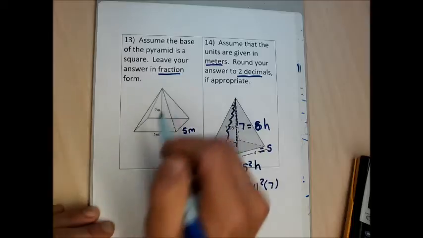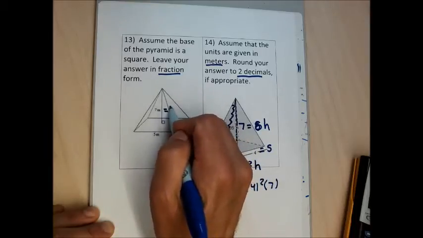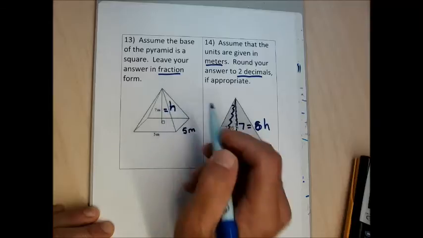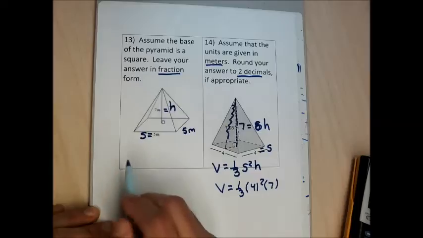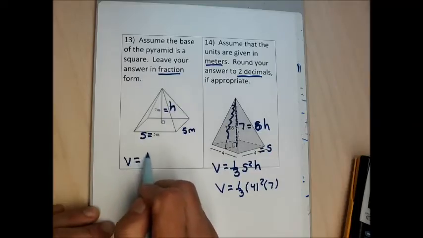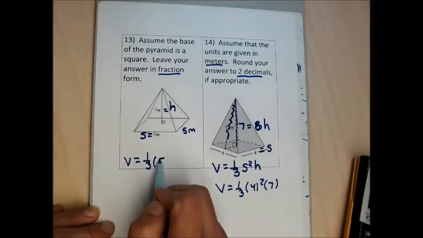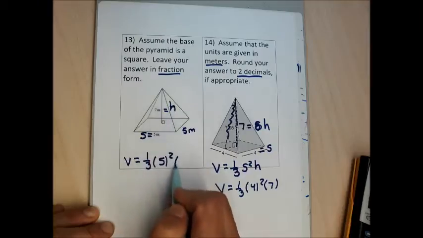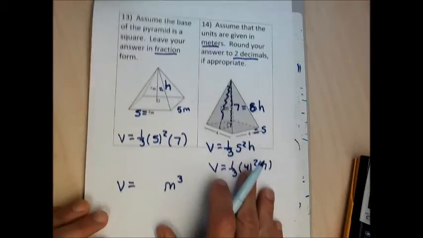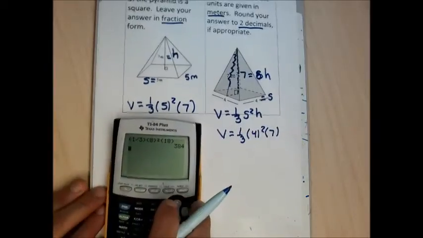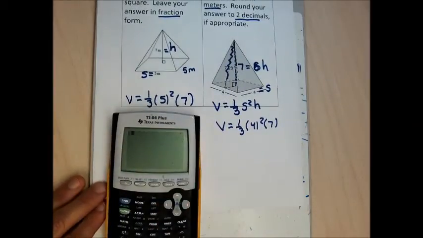For yours, the height is going to be 7 meters. The side is going to be 5 meters. Let me go through yours with you. So for yours, you're going to go volume equals 1/3 times 5 squared times h. I know in my answer, my units are going to be cubic meters. I have no desire to do that by hand. My calculator would give me a fraction faster and more accurately than I can. So I'm going to go 1/3 times 5 squared times 7.